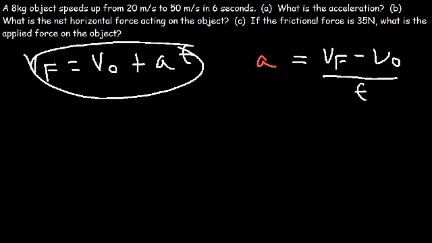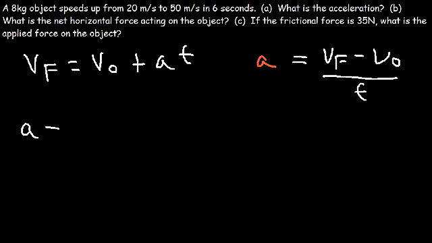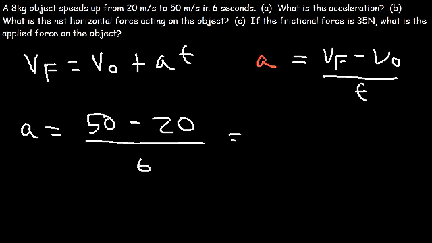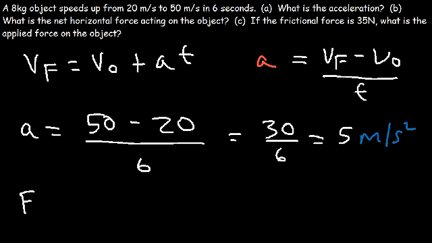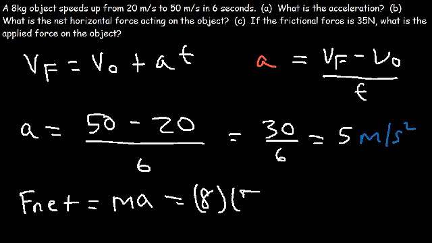So let's use the equation on the right side. So the acceleration is the change in velocity, so 50 minus 20 divided by the time, which is 6. 50 minus 20 is 30. 30 divided by 6 is 5. So the acceleration is 5 meters per second squared. Now part B, what is the net horizontal force acting on the object? The net force is simply the product of the mass and the acceleration. So the mass is 8, the acceleration is 5, the net force is 40 newtons.